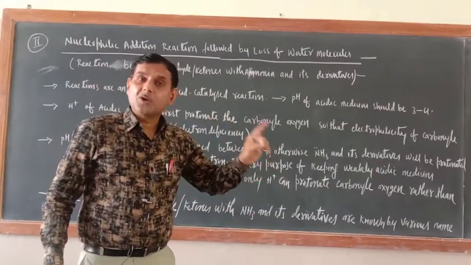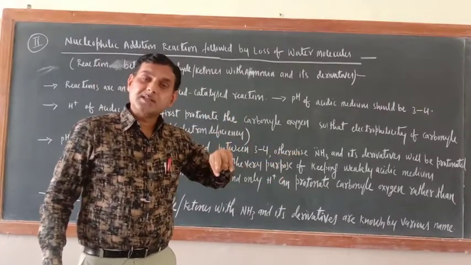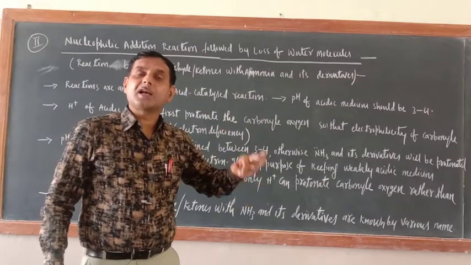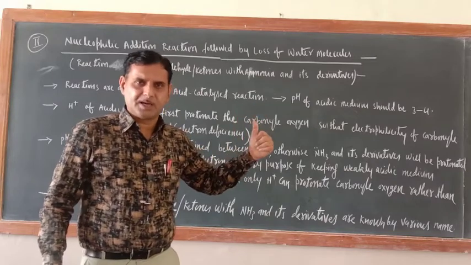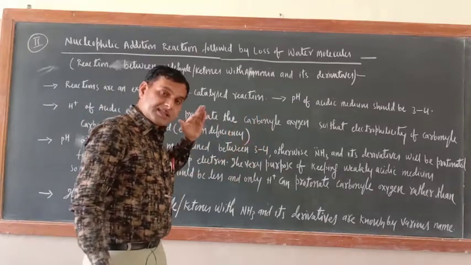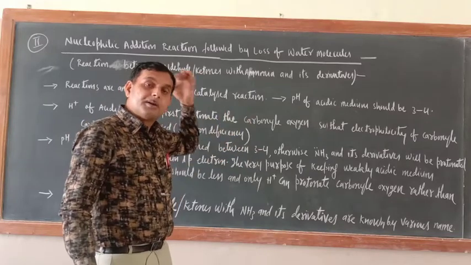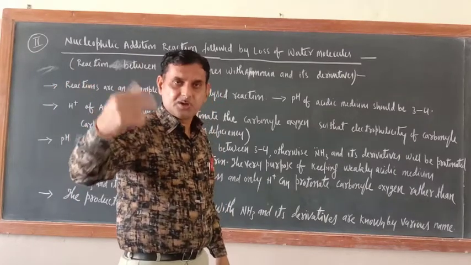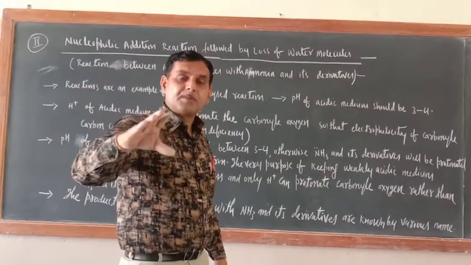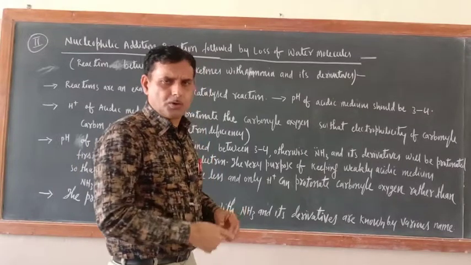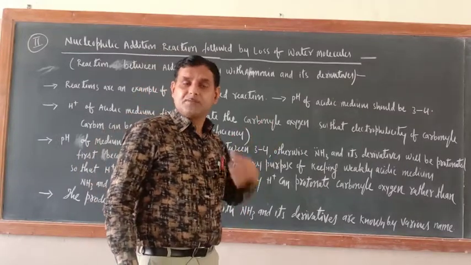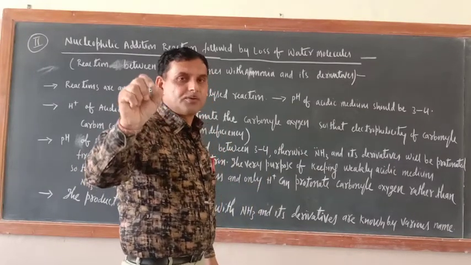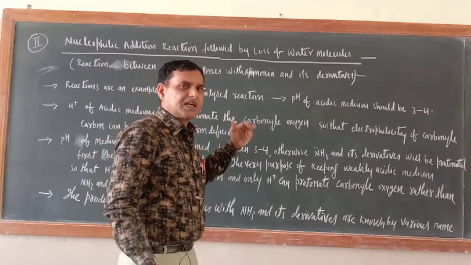Because the nucleophile is weak, first the carbonyl oxygen should be protonated. Once the carbonyl oxygen is protonated, the electrophilicity of the carbonyl carbon will be increased. Yesterday only I explained that. Remember, the acidic medium should not be very strong. As you know, if pH is less, the medium is strongly acidic. A very weakly acidic medium means pH should be 5 to 6.9.